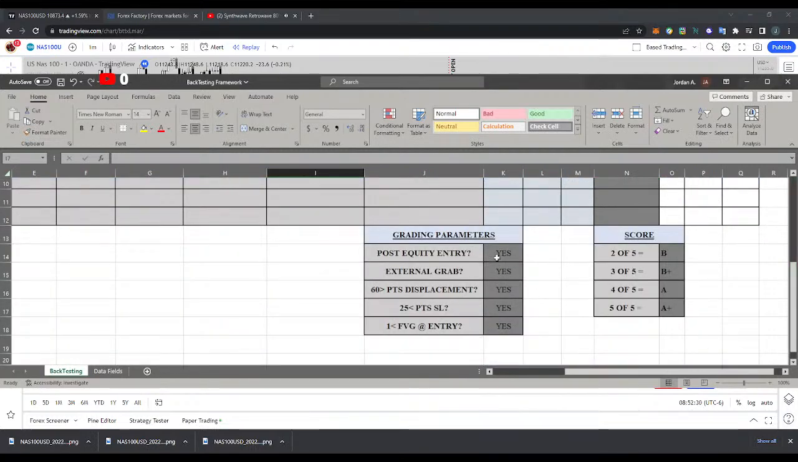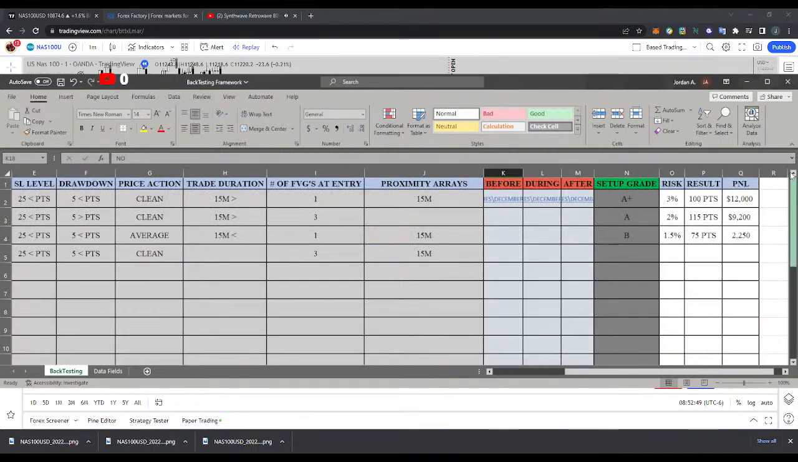Was it post equity? Yes. External liquidity grab? Yes. 60 points displacement or more? Yes, it was. Less than 25 point stop loss in a safe area? That's correct. The only thing we don't have is singular fair value at entry. So altogether we have an A setup, which is definitely great. It's always nice to take those A setups. We could risk 2 to 3%. Let's call it 2, or 2.5 really.